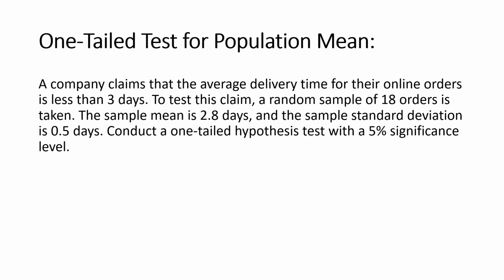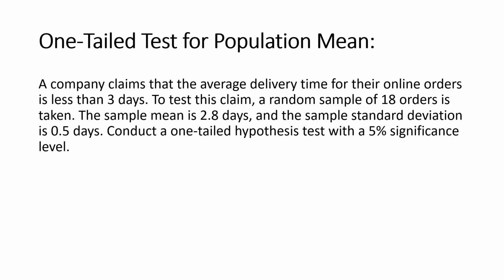We'll start off with a one-tailed test for population means. A company claims that the average delivery time for their online orders is less than 3 days. To test this claim, a random sample of 18 orders is taken. The sample mean is 2.8 days and the sample standard deviation is 0.5 days. Conduct a one-tailed hypothesis test with 5% significance.